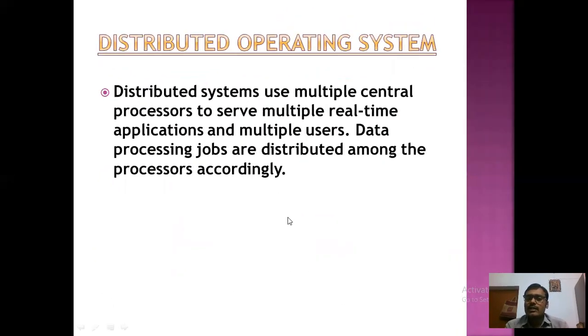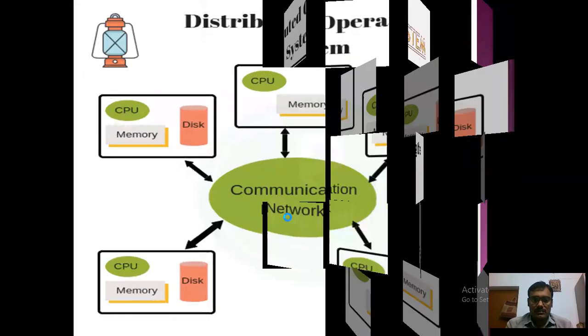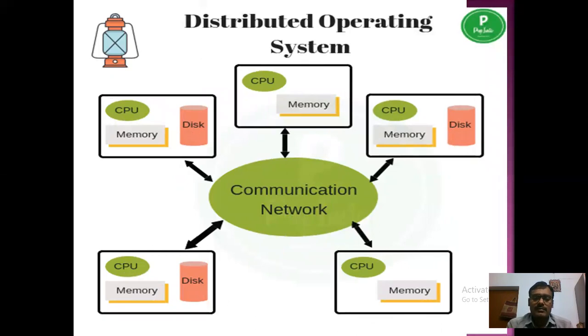Now coming to the distributed operating system. Distributed systems use multiple central processors to serve multiple real-time applications and multiple users. Data processing jobs are distributed among the processors accordingly. It means that in a distributed operating system there are multiple processors. There is more than one CPU. Processors are also known as CPUs. So in this distributed operating system there is more than one CPU, and many tasks are given to the CPUs, and all the tasks are distributed among different CPUs.